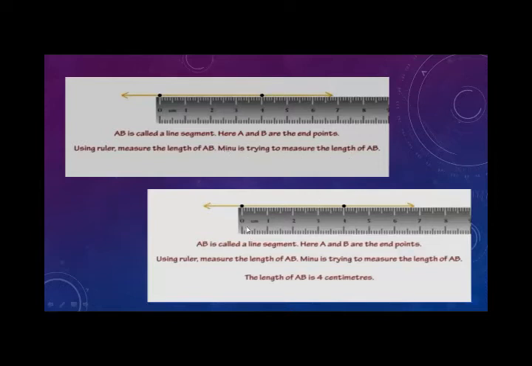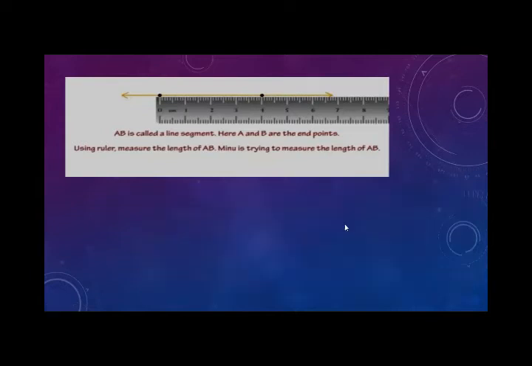Now what do you do? You put the scale at the starting point, where the ruler is starting from 0. You put the scale here at 0 because Meenu is trying to measure the length of A and B. You put the scale at 0 till the last endpoint, the other endpoint. So the other endpoint ends up at 4. So what is the length of AB? 4 centimeters.